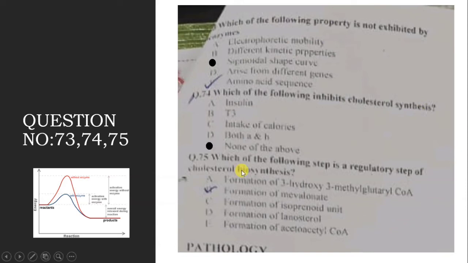Which of the following steps is the regulatory step of cholesterol biosynthesis? Formation of 3-HMG-CoA, formation of mevalonate, formation of isoprenoid unit, formation of lanosterol, or formation of acetoacetyl-CoA. Formation of mevalonate is basically the regulatory step of cholesterol biosynthesis, which is catalyzed by HMG-CoA reductase. HMG-CoA is converted into mevalonate.